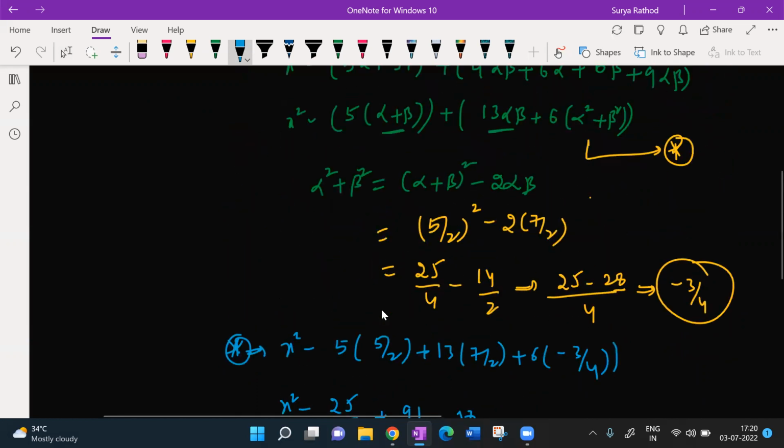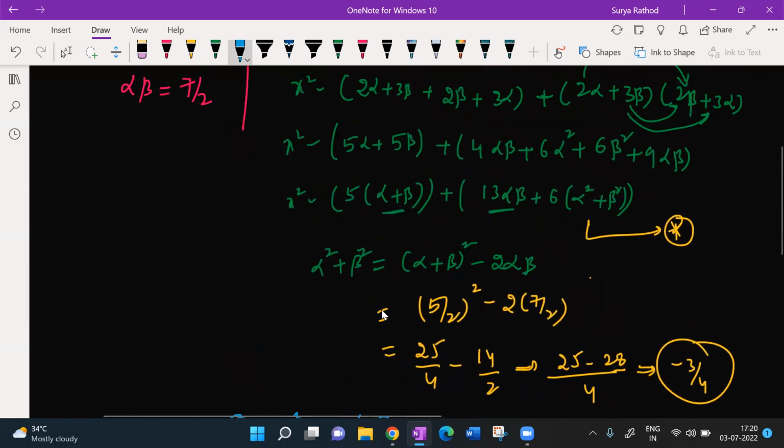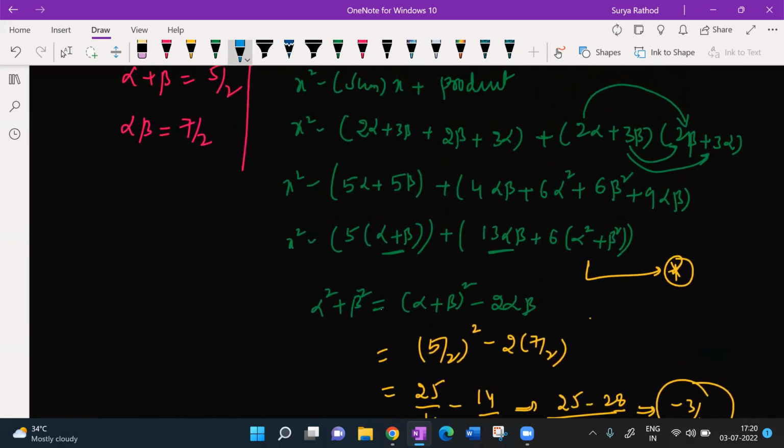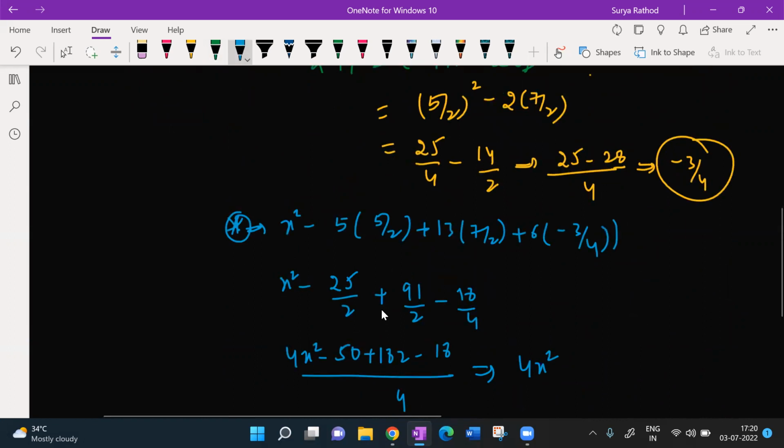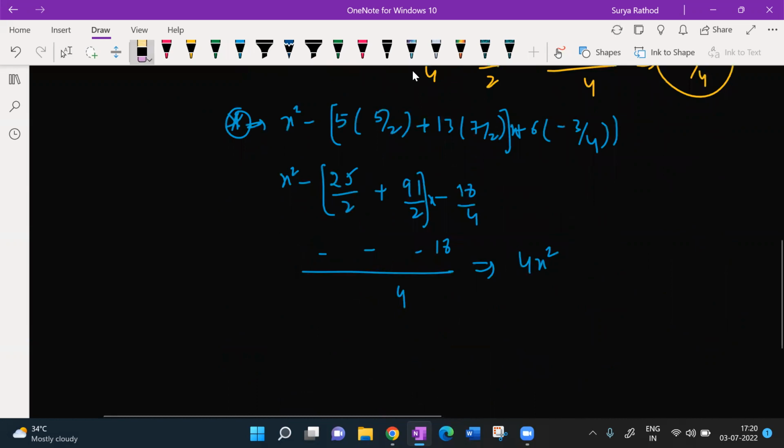X term, where is x term? Here x we are missing. Correct? X. So here x. So what is this term, beta? This is fully x terms. Correct? This is fully gives me x terms. Okay. Let us, one second. Let us write it properly.